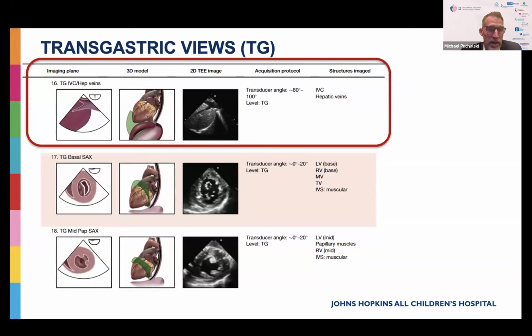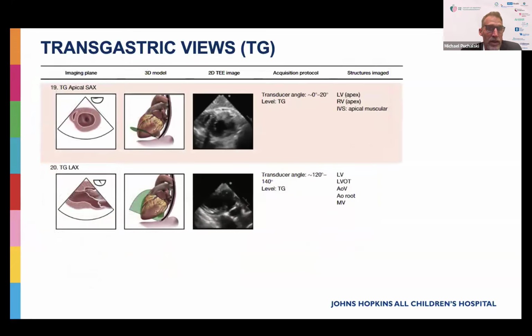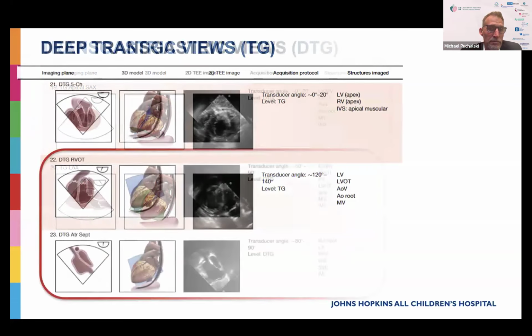So the standard views: basal short axis looking at ventricular function, both in 17 and 18, as well as here 19, just lower down in cross section at the apex. And then in the long axis, again, looking at the mitral valve and left ventricular outflow.